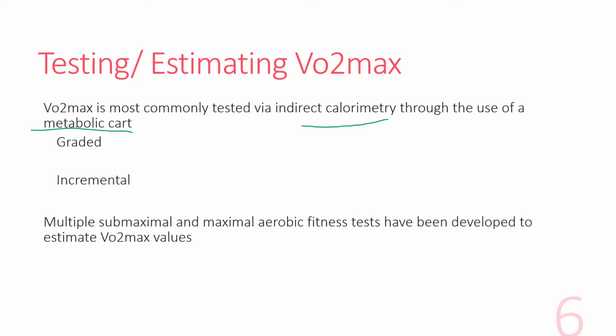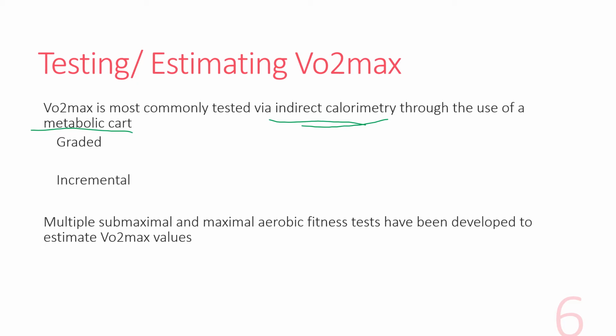And again, the idea with indirect calorimetry is we can tell how much oxygen you've used. So we know what the oxygen concentration is in the air, and then we look at the amount of oxygen that you exhale, and basically that allows us to calculate how much oxygen you've utilized. Okay? So that's basically what a VO2max test is doing, is looking at how much oxygen you've actually consumed via this metabolic cart.